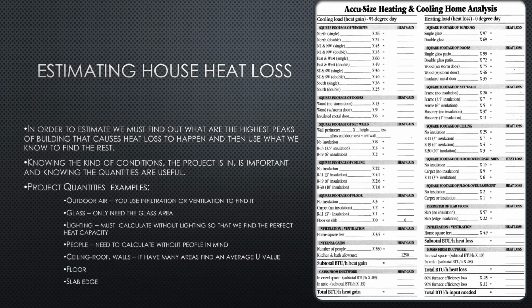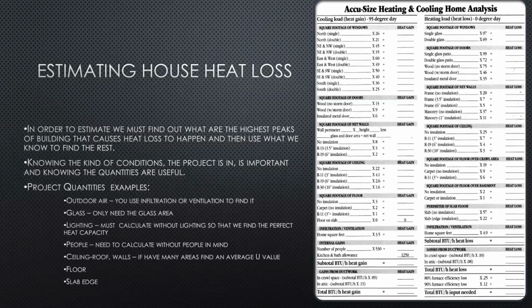Another thing is knowing the quantities. For project quantities, the examples are outdoor air, glass, lighting, people, ceiling, roof, walls, floors, and slab edge. I made a little note for each one. For outdoor air, you need to use infiltration or ventilation to find it. For glass, you only need to know the glass area.